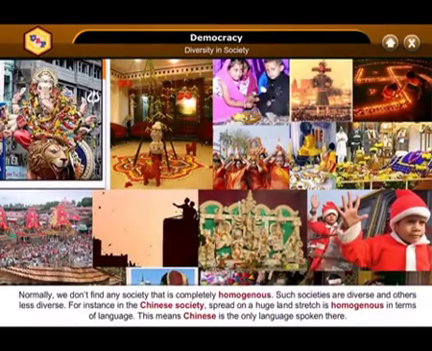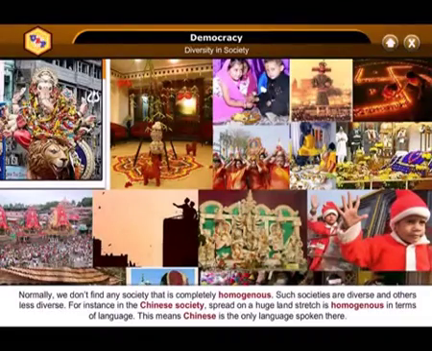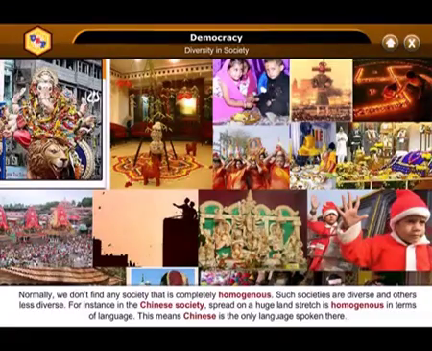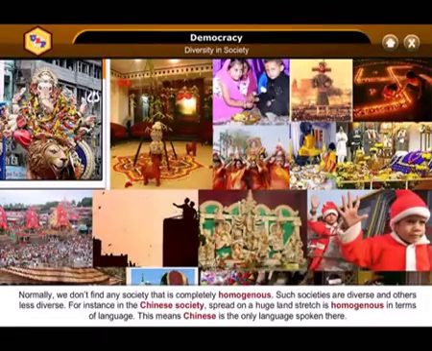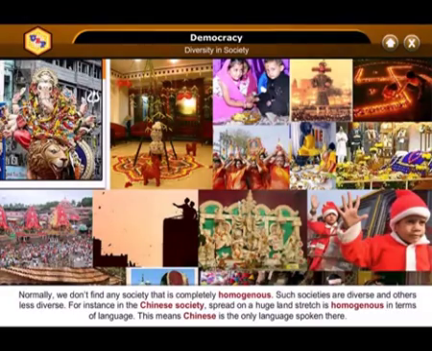Normally, we don't find any society that is completely homogeneous. Some societies are more diverse and others less diverse. For instance, Chinese society, spread over a huge stretch of land, is homogeneous in terms of language. This means Chinese is the only language spoken there.